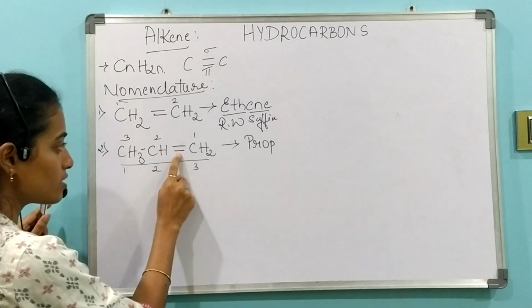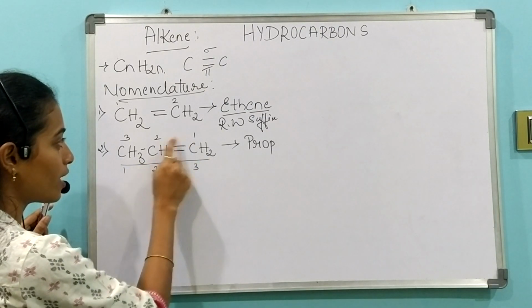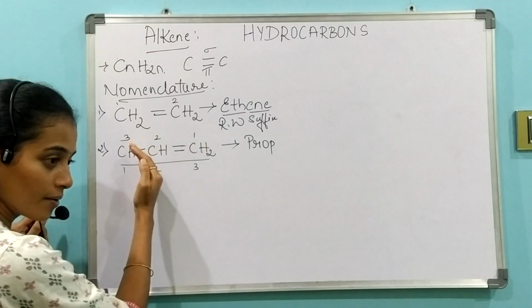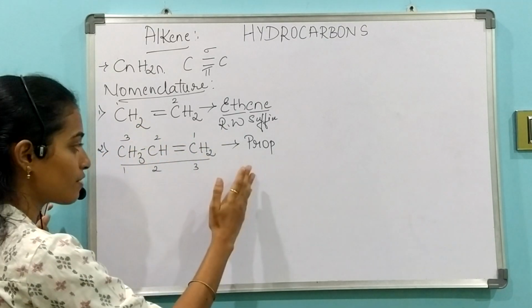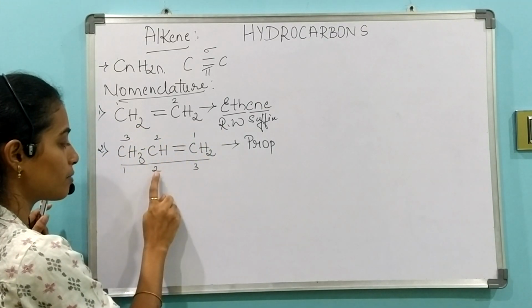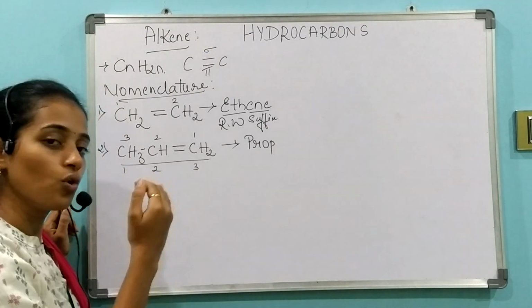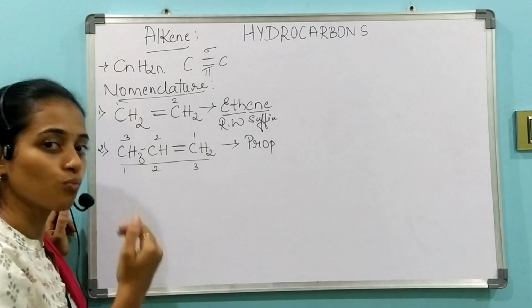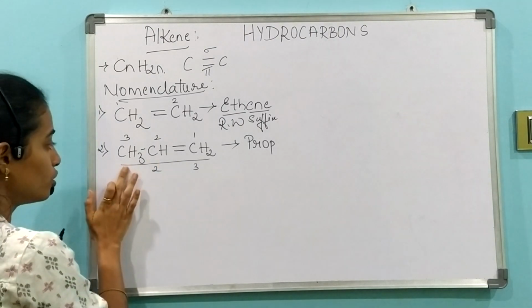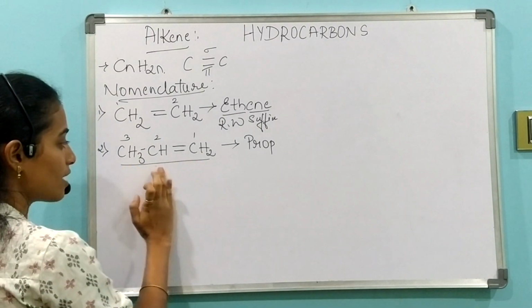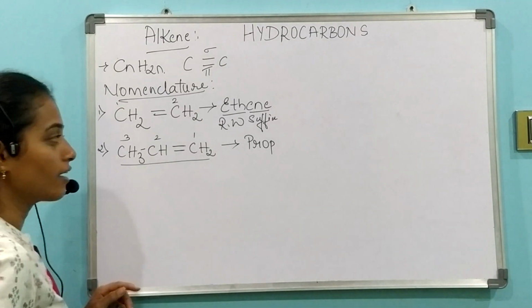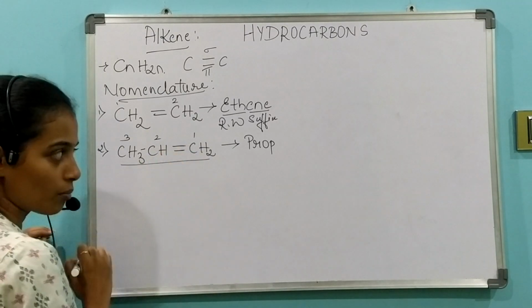Just observe, this double bond is getting 1 and 2 if I started from the right hand side. If I start numbering from the left hand side, the double bond is getting carbon number 2 and 3. So what is the rule? You have to give the lowest number, the smaller number, for the double bond. So we have to number it from the right hand side, so that I can give the lowest number for the double bond.